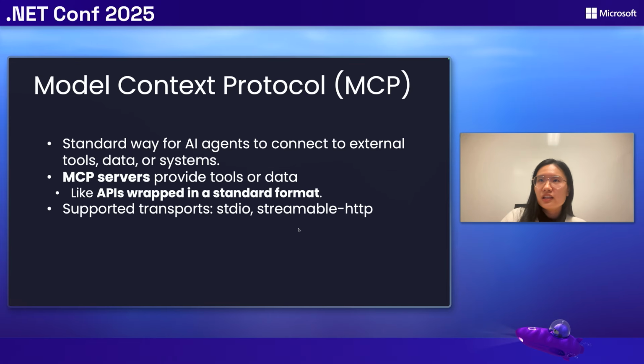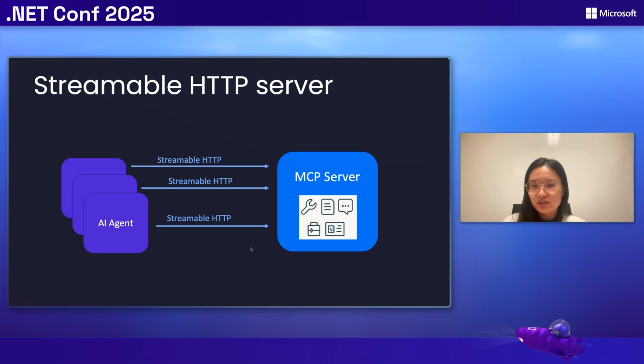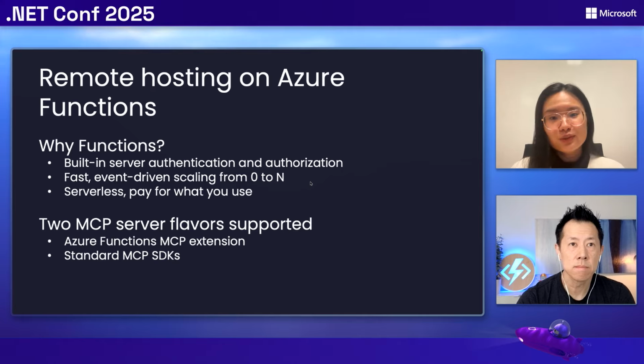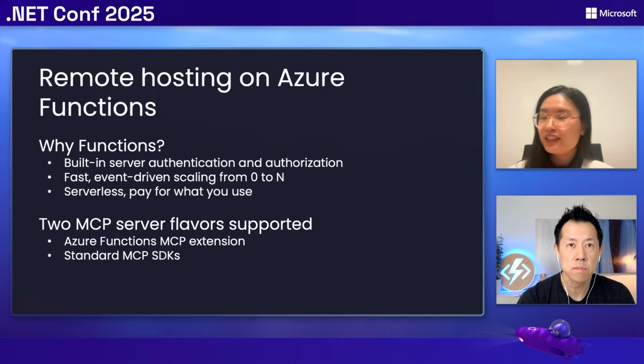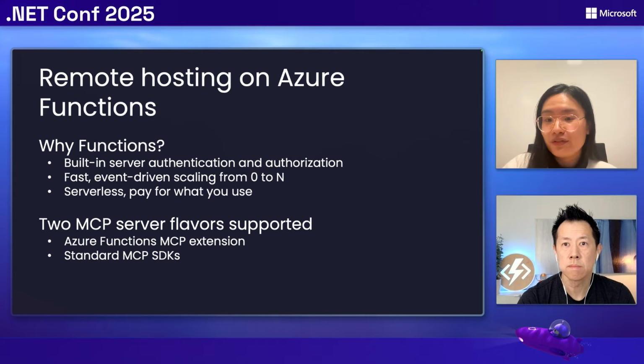Today we're going to talk about the streamable HTTP servers. Because the MCP servers run over HTTP and can be deployed basically anywhere that runs HTTP, there are many hosting options. We are going to focus on Azure Functions today. So, first question first, why functions? What are the benefits of hosting on functions? I'm going to highlight a few here.